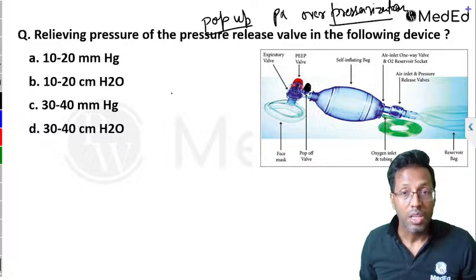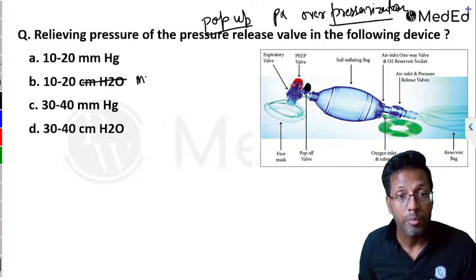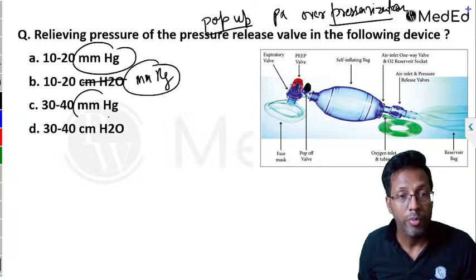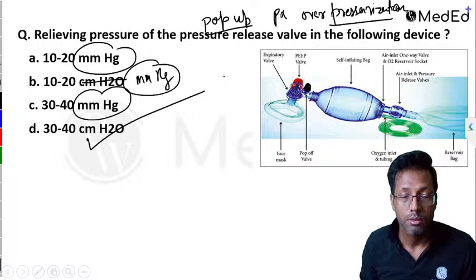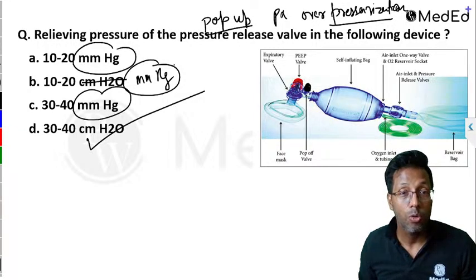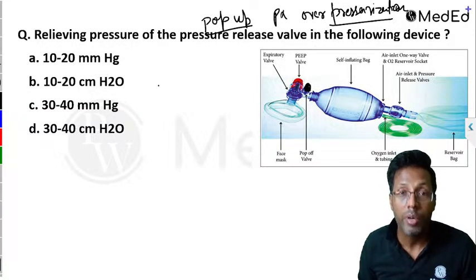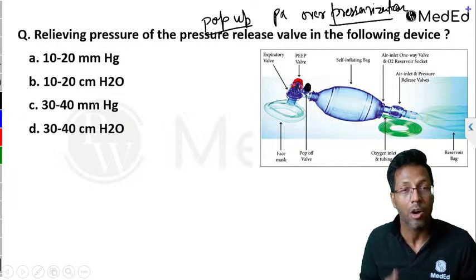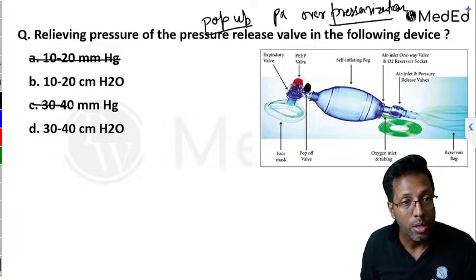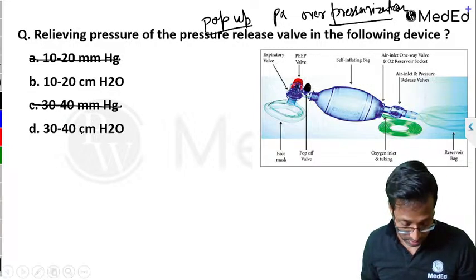Now, the point is, some people said there were 3 options mentioned with millimeter of mercury. If 3 options were given with millimeter of mercury, then centimeter of water is the correct answer. But some people said, no sir, there were 2 options with centimeter of water and 2 options with millimeter of mercury. Not everyone will recollect correctly, and how can everyone? I understand that. So 2 options with millimeter of mercury are out. Your options are between centimeter of water. Let's start from there.